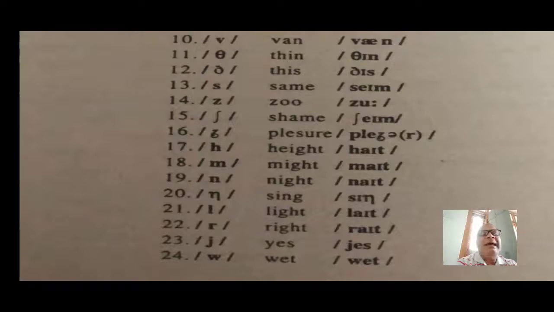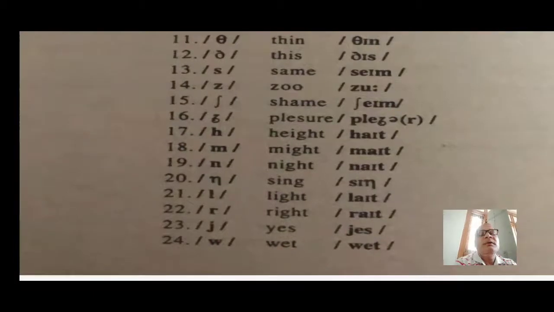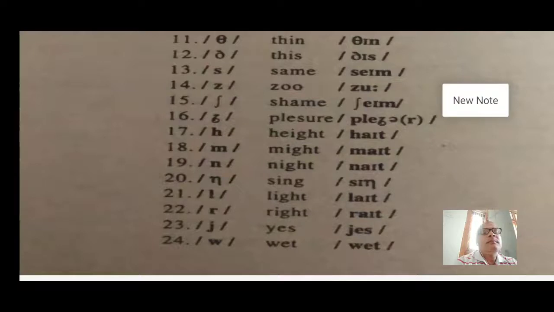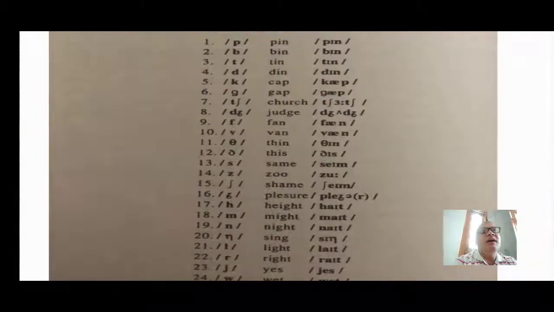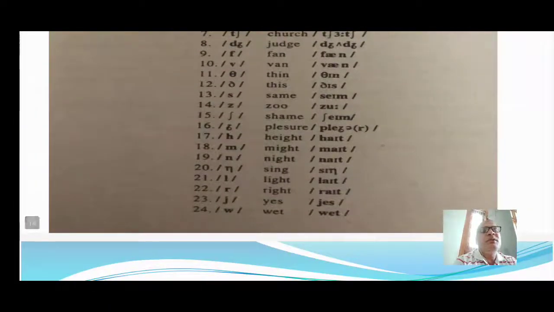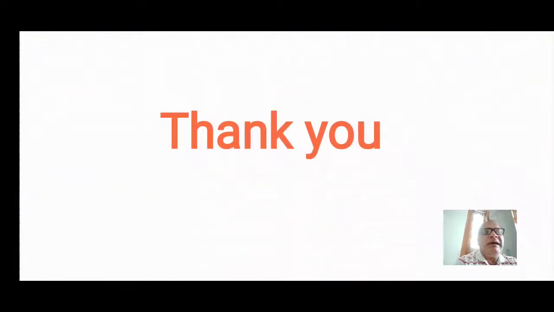And these are laterals, l and r. Then y, that's like the symbol of J, but it is not J, it's exactly y. Next, I told you already, that's W, it's not V, it is w. Start with U, end with U. So in such a way, we are getting an idea on the phonetic transcription of the English alphabet. Right? Thank you.